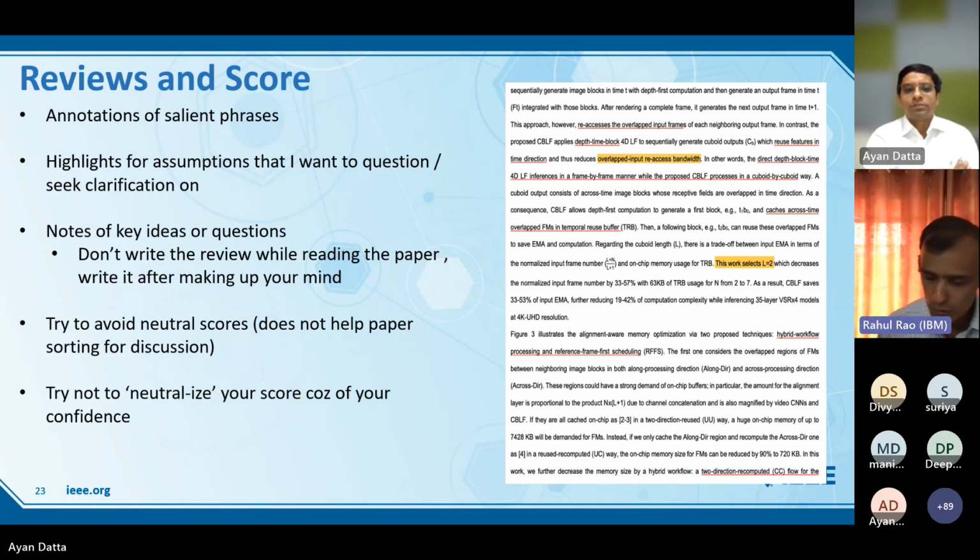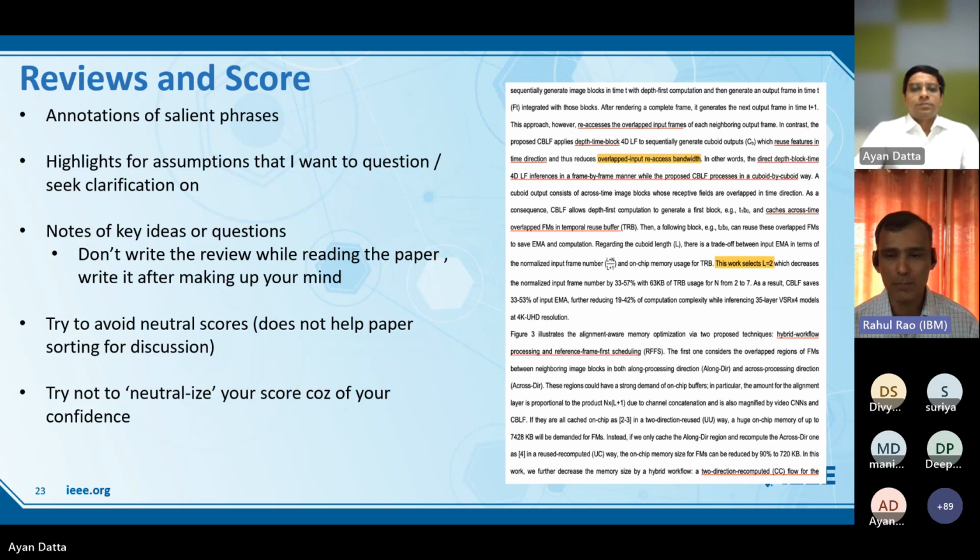Also, try not to neutralize your score because of your confidence. Okay, this is not an area that I'm familiar with, so my confidence level is 1, and hence I'm going to neutralize my score. I'm going to call it 3. No, take a stand there as well. Even if you're not familiar, make it a 2 or a 4 at least. Several conferences take a weighted average, so your rating is weighted by your confidence level to get the eventual metric, or the rating order for discussion. So your confidence will be taken into consideration anyway in this score. So don't neutralize your score just for that.